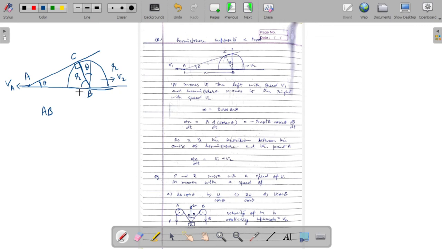We know the rate of change of position of point A is Va, and rate of change of position of the hemisphere's center is V2. So when we are talking about the distance AB, its rate of change should give us Va plus V2, as the points are going away from each other. So what we're doing is that let us find distance AB, and as we can see, AB is pretty easy to evaluate.